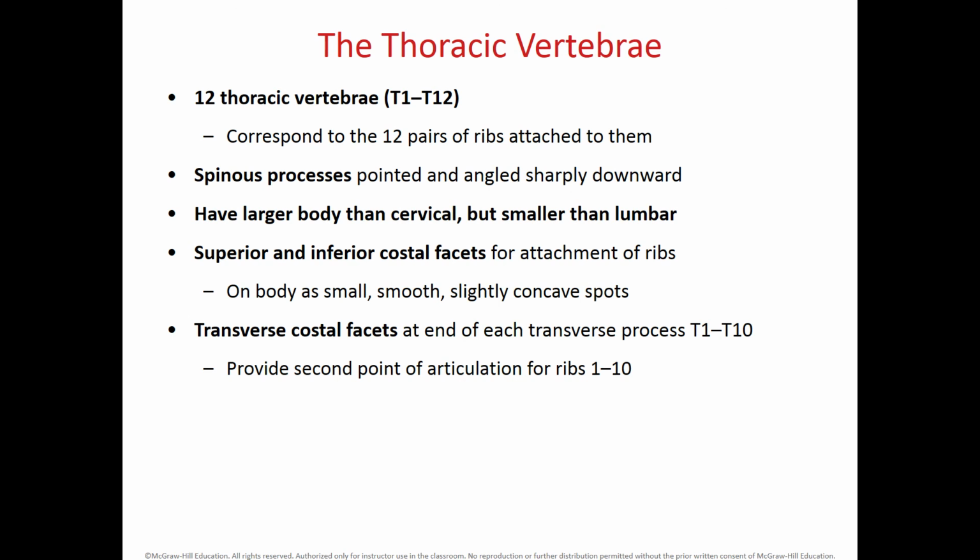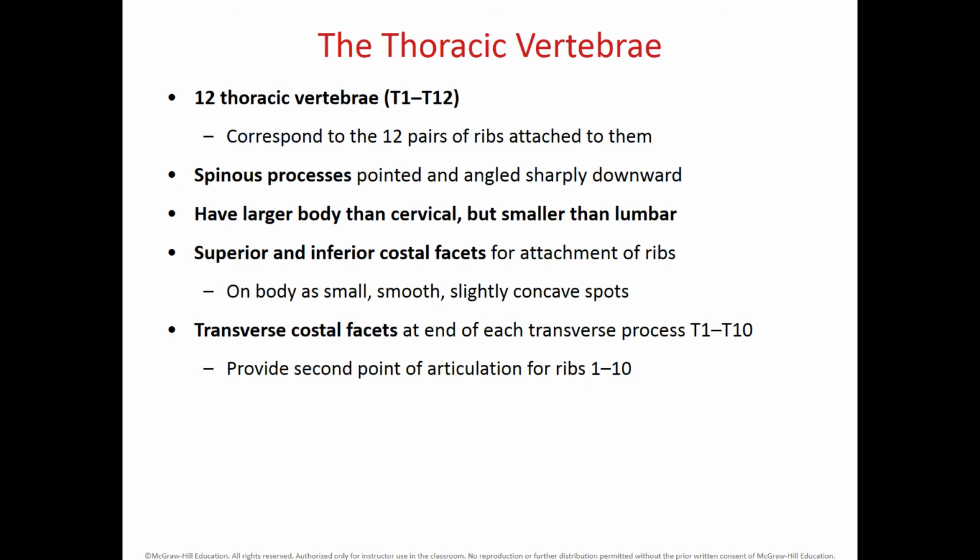So, characteristics of the thoracic vertebrae. We have 12, numbered T1 through T12, and these correspond to the 12 pairs of ribs that attach to them. We have a spinous process that is pointed and angulated, that points sharply downward, and it has a larger body than the cervical. As we move in the vertebrae from superior to inferior, from cervical to thoracic and then into lumbar, you increase the size of the body because you are carrying more weight as you go down with the vertebrae. So this has a medium-sized body.